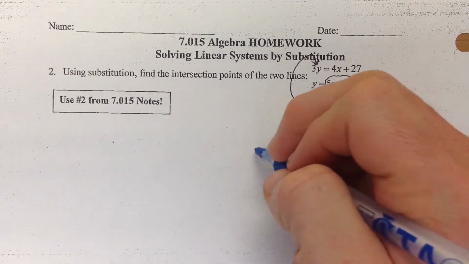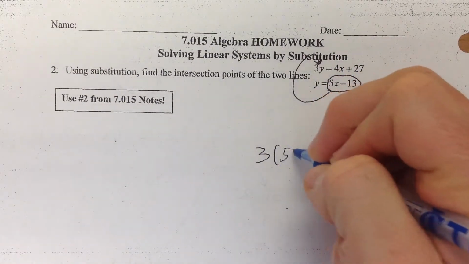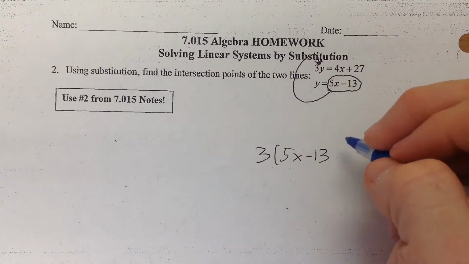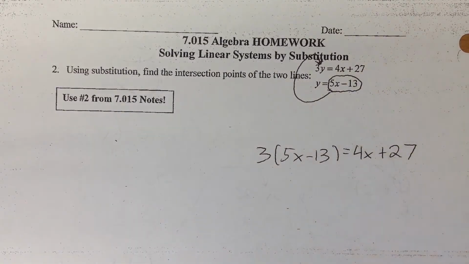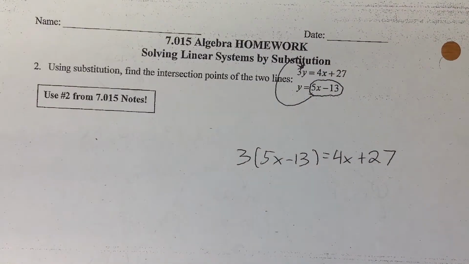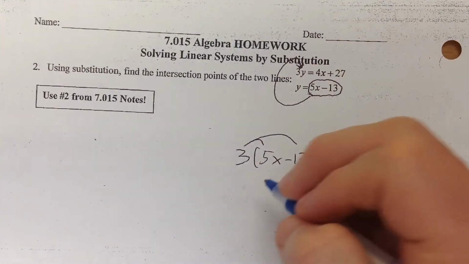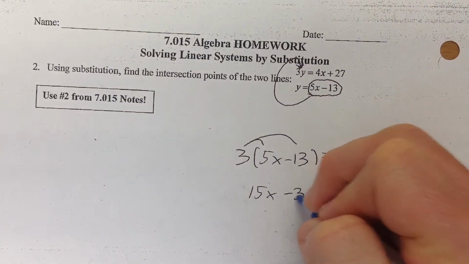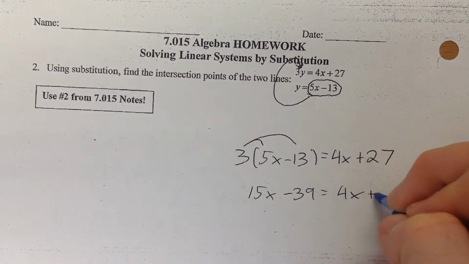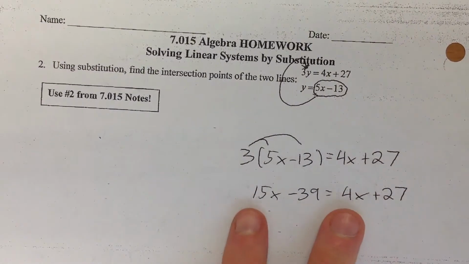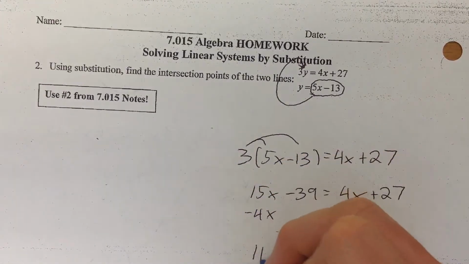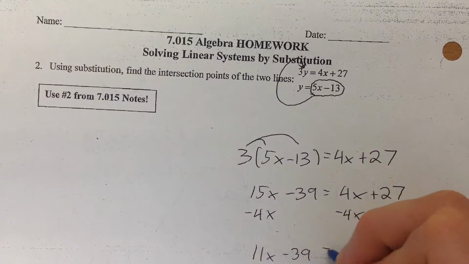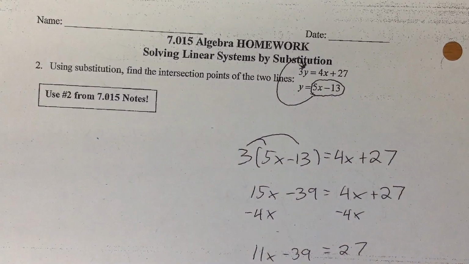So what that's going to leave me with is 3 parentheses 5x minus 13 equals 4x plus 27. Right? Now I just have to go through and solve my equation. So I'm going to start by distributing. 15x minus 39 equals 4x plus 27. I've got variables on both sides, so I'm going to move the smaller variable. Minus 4x, 11x minus 39 equals 27.